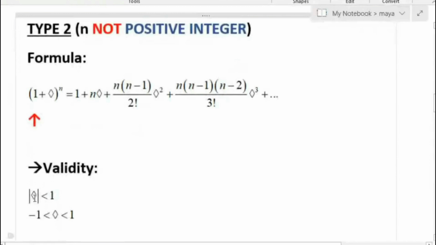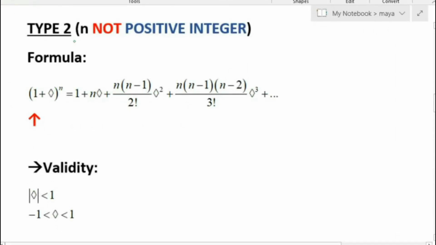Okay, so we move on to type 2 where the power is not positive integers. When your power is not positive integers, your expansion here must start with 1. The question given here can be anything, but the expansion must start with 1. This is for the power that is not positive integers. So your expansion will be 1 plus n, where n is your power, times this diamond, and then n times n minus 1 over 2 factorial, and then the diamond squared, and then n, n minus 1, n minus 2 over 3 factorial. You can see the pattern.